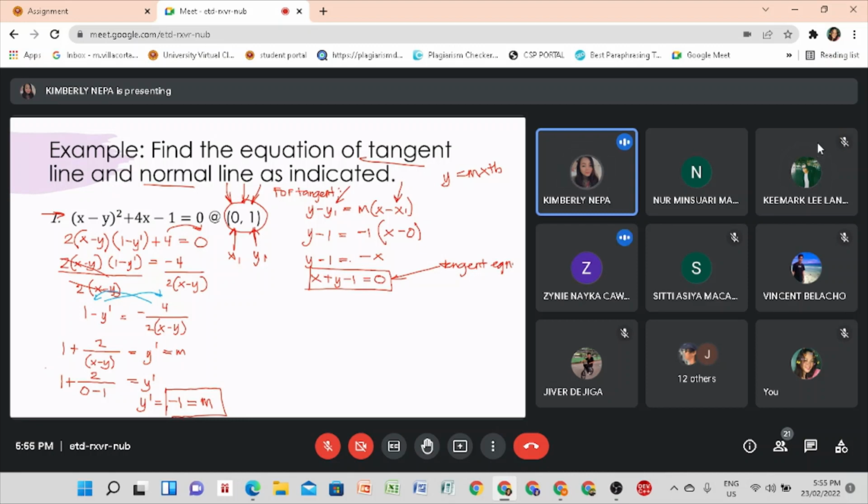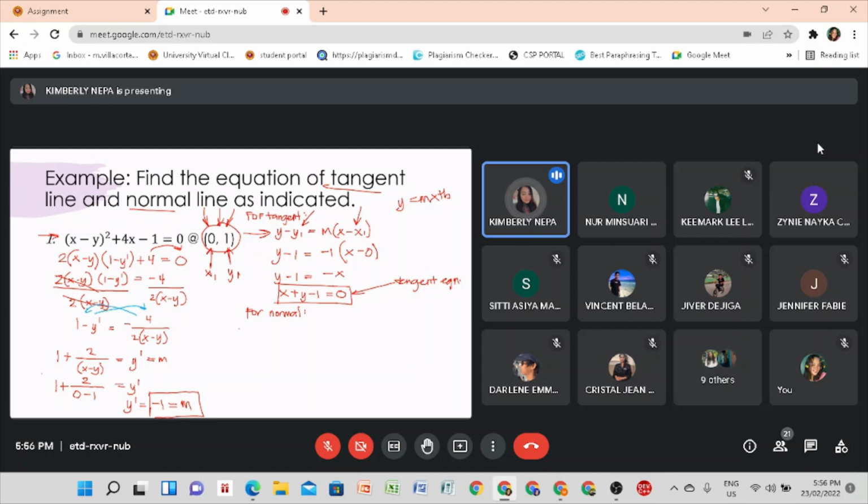Okay po, ma'am. Okay. So that's for the tangent. Now for the normal, it's the same point-slope form. However, for the slope of the normal, you have to use the negative reciprocal of the given slope. Meaning to say, the slope in the normal line equation would be m equivalent to the negative reciprocal of the slope. Get?